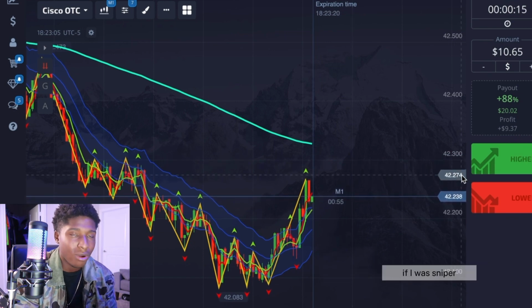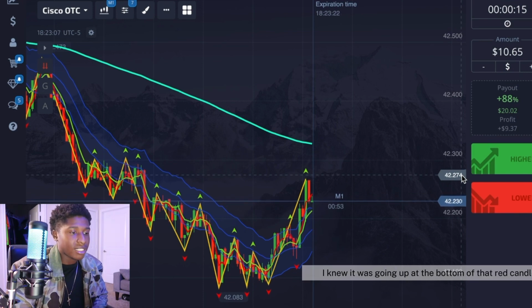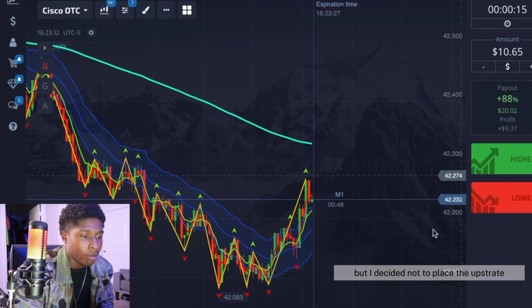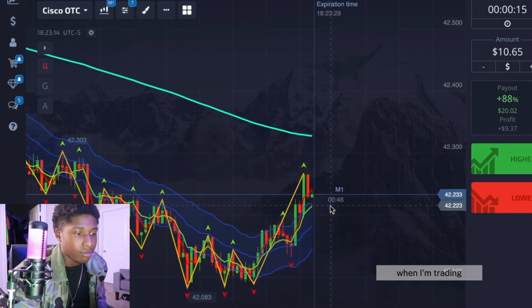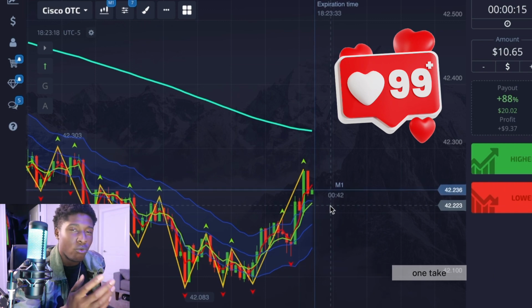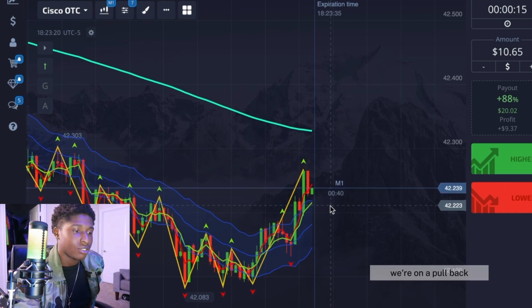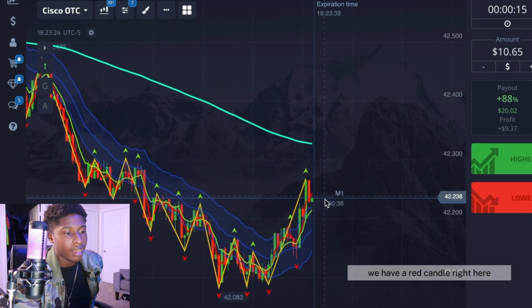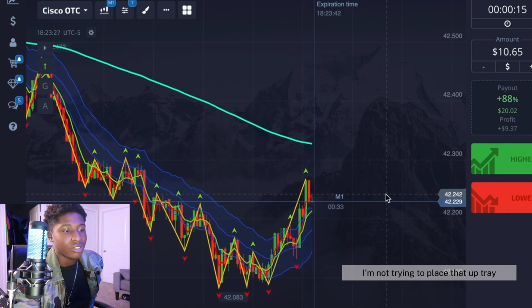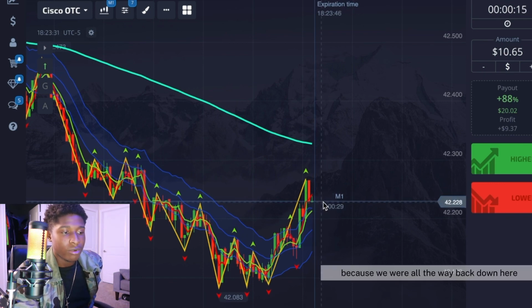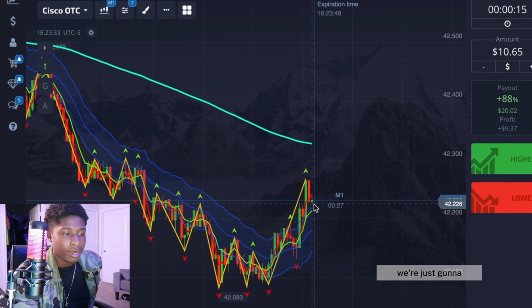And if I was sniper, guys, I ain't gonna lie to you, I knew it was going up at the bottom of that red candle, but I decided not to place the up trade because for some reason when I'm trading, I look for one position, one take. Right here, we're on a pullback on a downtrend, so I'm looking to go back down. We have a red candle right here, so I'm not trying to place that up trade because, as you can see, we probably would have lost in 15 seconds because we were all the way back down here.